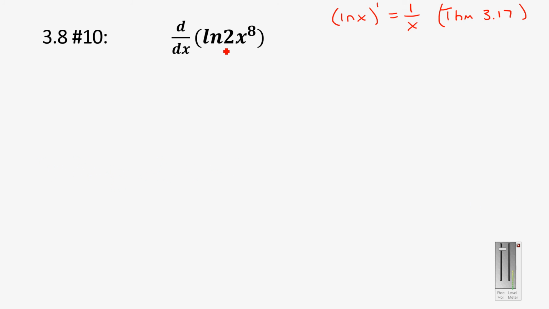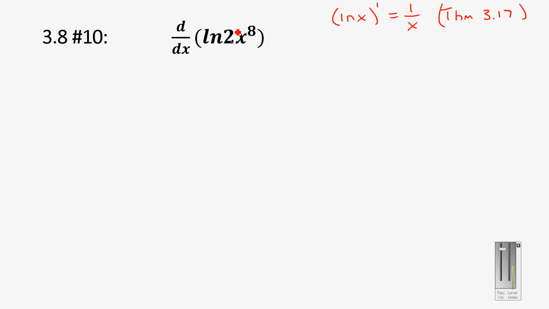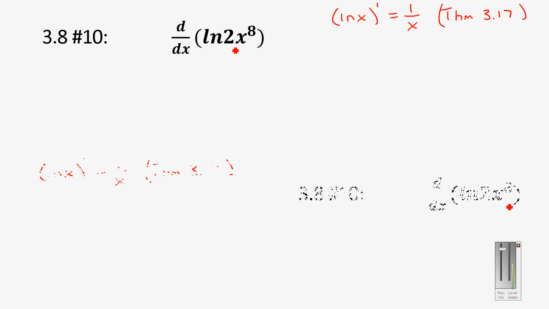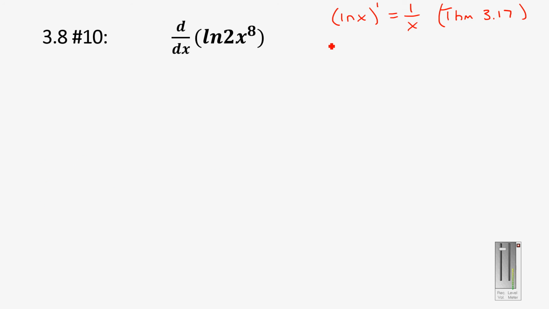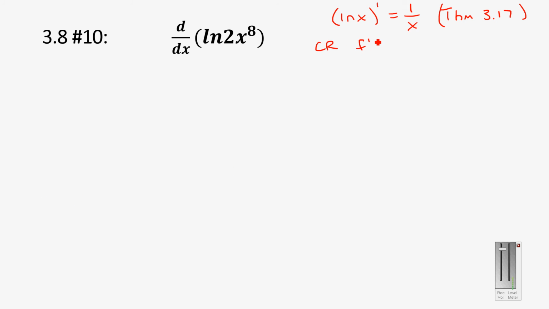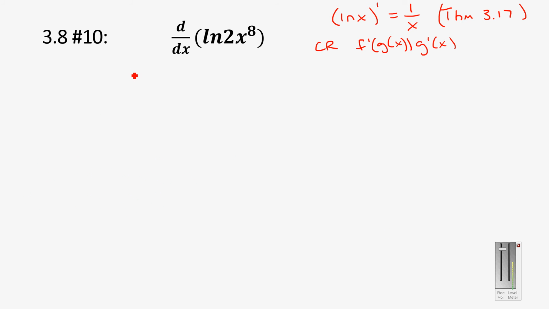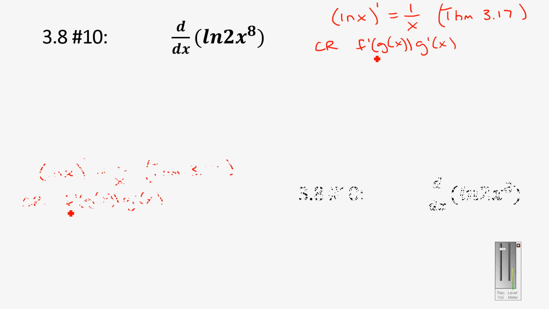Now you'll also notice, so this is really a chain rule because it's not just the natural log of x, it's natural log of a function of x is what it really is that we're looking at here. So it's a chain rule, so I need to use the chain rule on this one too, which is again f prime of g of x times g prime of x. So let's go ahead and get started here. We need both of those things. So we need to work with the chain rule.